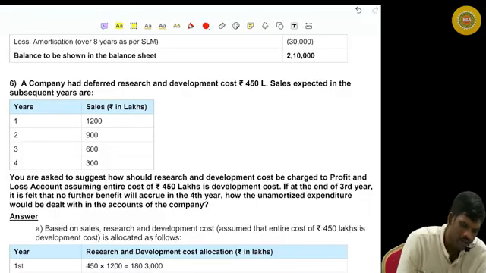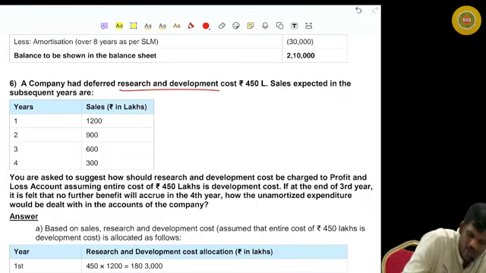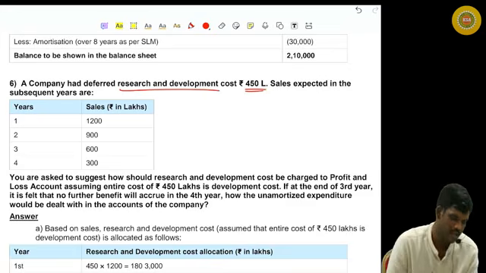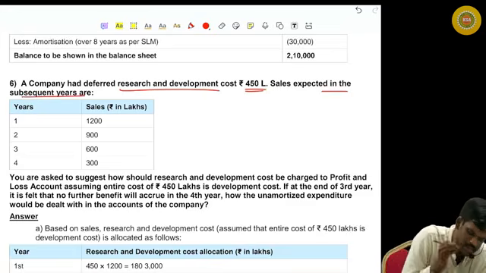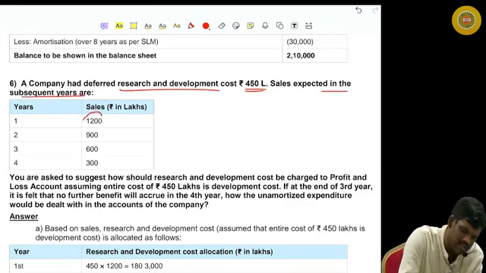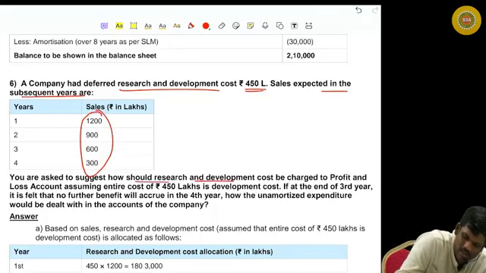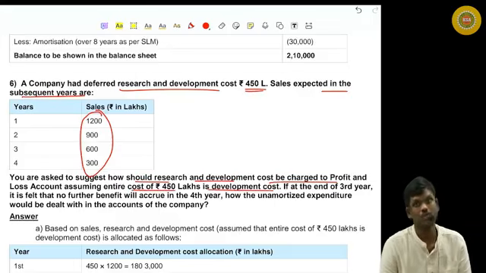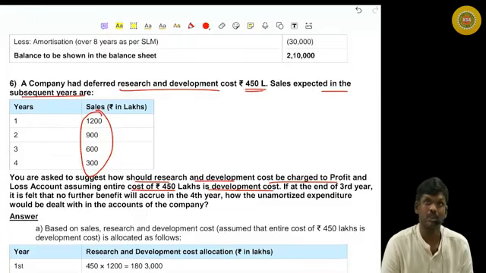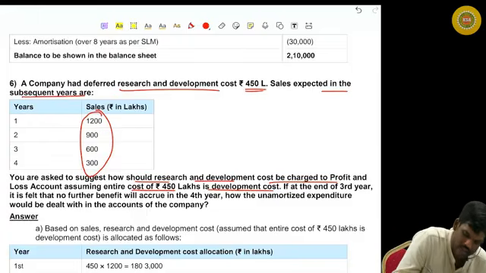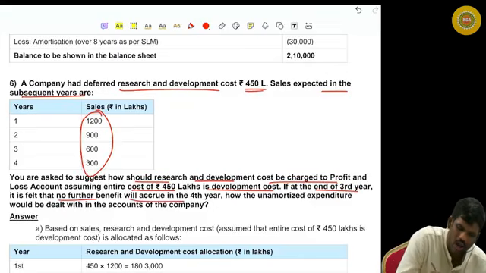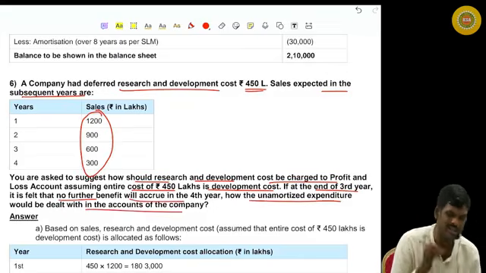Okay. A company had deferred research and development cost of rupees 450 lakhs. Sales expected in the subsequent years are given, so they are having this sales expectation. You are required to suggest how the research and development cost should be charged to P&L, assuming the entire cost of 450 lakhs is development cost. So we are assuming it is development cost, it is meeting all the conditions, so it can be capitalized. You have to show now how to amortize it. If at the end of the 3rd year, it is felt that no further benefit will accrue in the 4th year, how would the unamortized expenditure be dealt with in the accounts of the company?